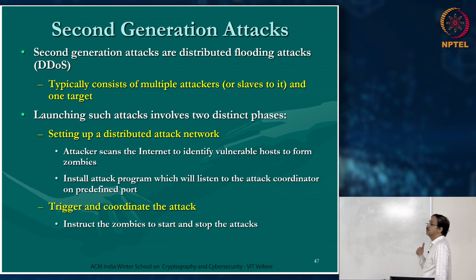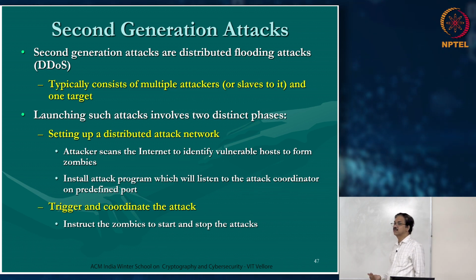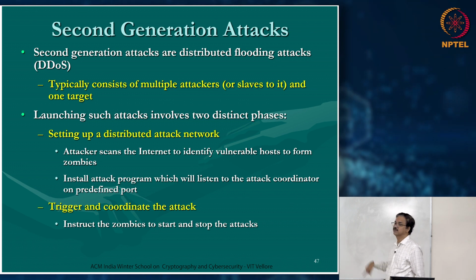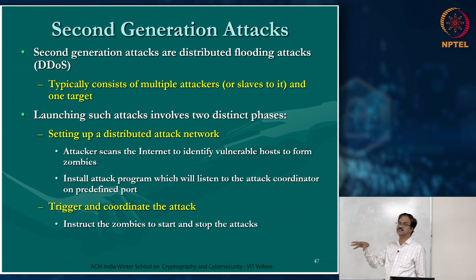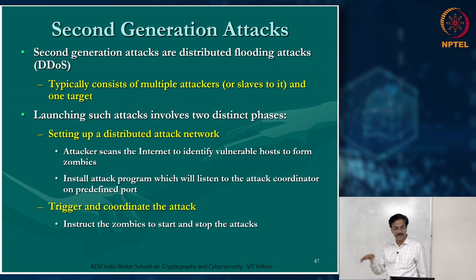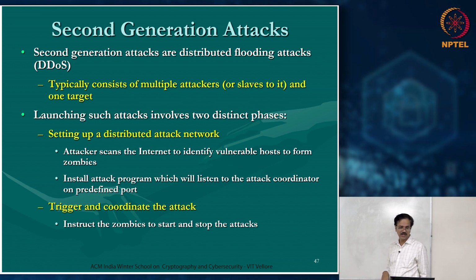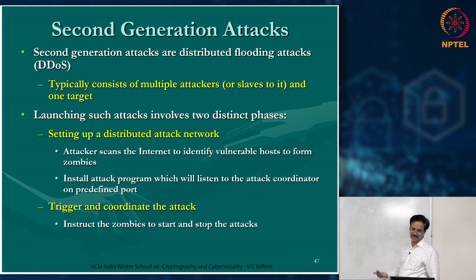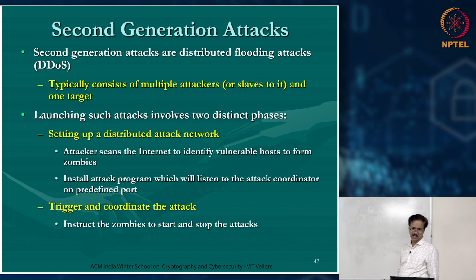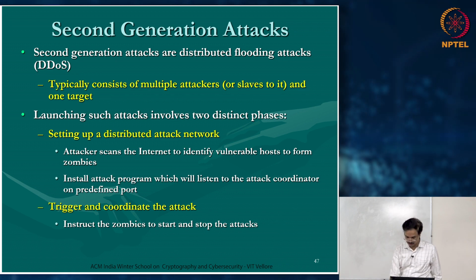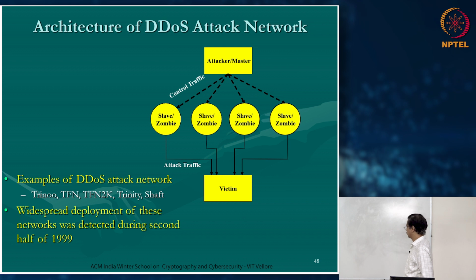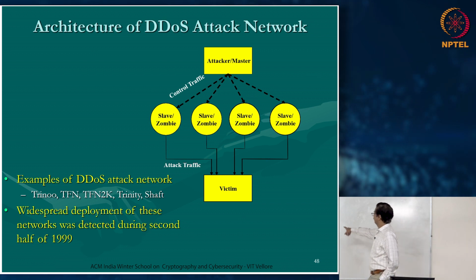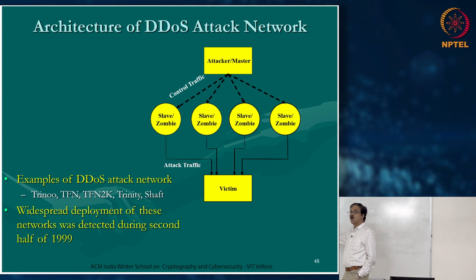The second generation is a little more sophisticated. You can see a letter D there. The first one was DoS, whereas the second generation is DDoS. They are distributed, so it typically consists of multiple attackers or slaves and one target. You can see the structure is something like this. All of them are typically compromised machines where something vulnerable is running.